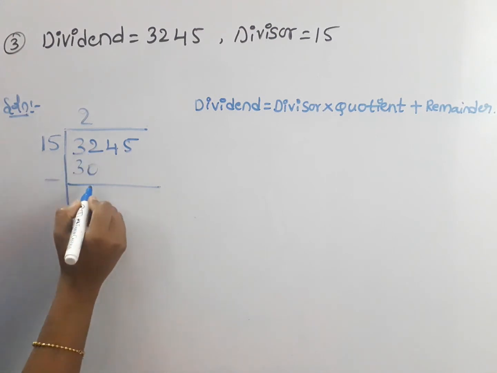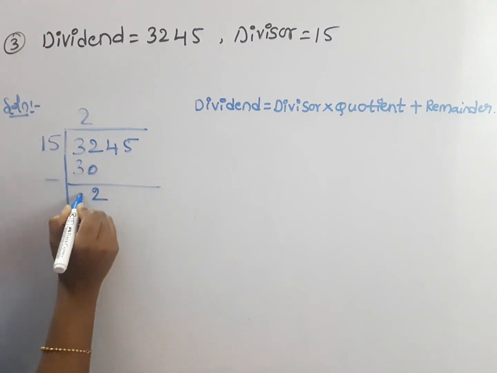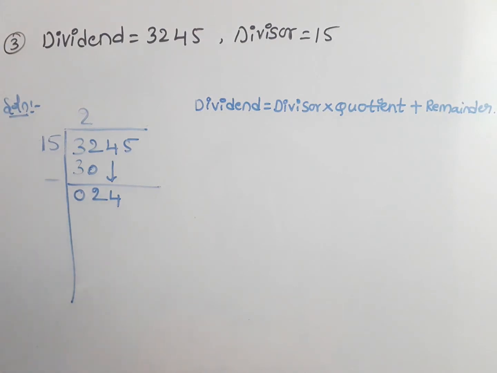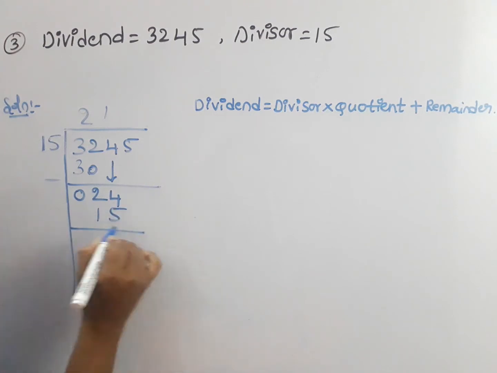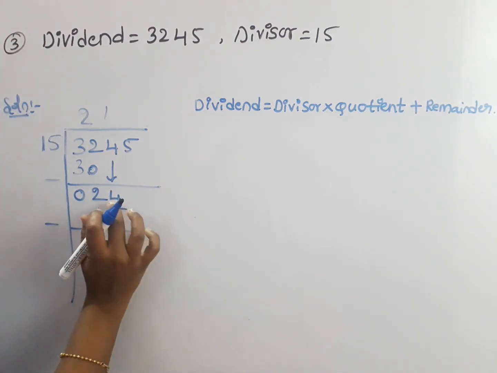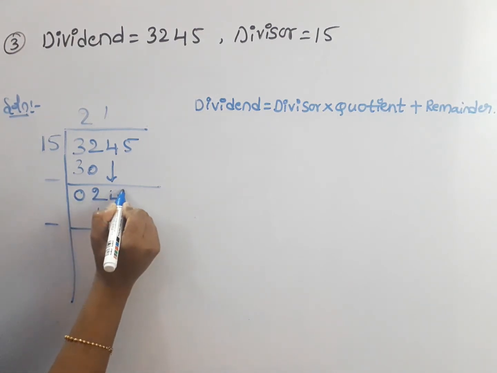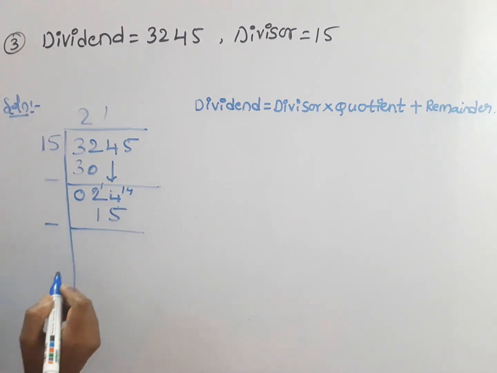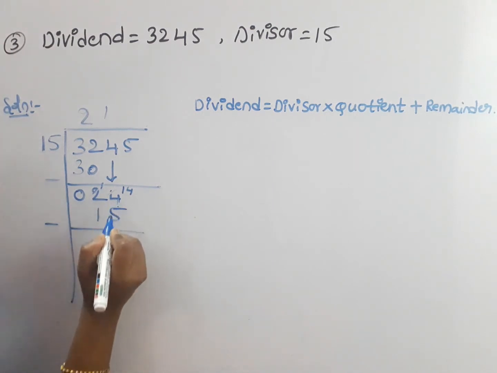So subtraction: 2 minus 0 is equal to 2. 3 minus 3 is equal to 0. Bring down the tens digit, that is 4. It will become 24. Now 15 ones are 15. So subtraction 4 minus 5. We can't subtract 5 from 4. So we need to borrow. So it will become 14 and this one will become 1. So 14 minus 5 is equal to 9.